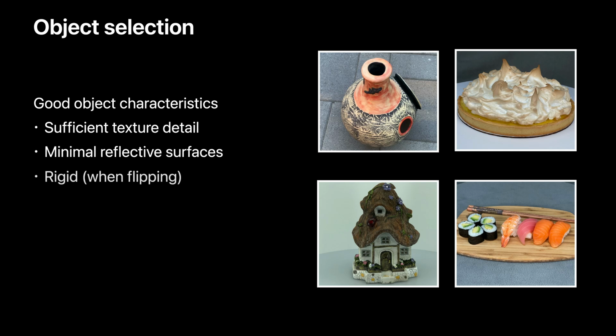If you plan to flip the object throughout the capture, make sure it is rigid so that it doesn't change shape. Lastly, if you want to scan an object that contains fine surface detail, you'll need to use a high-resolution camera in addition to having many close-up photos of the surface to recover the detail.